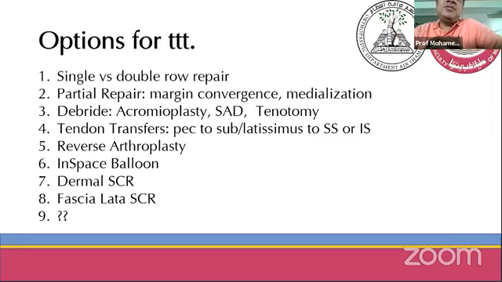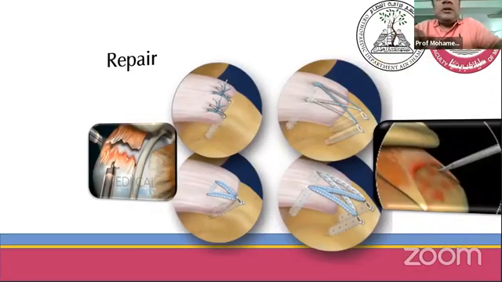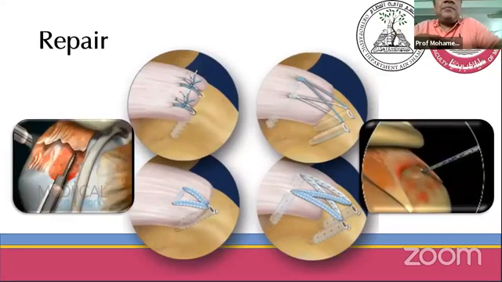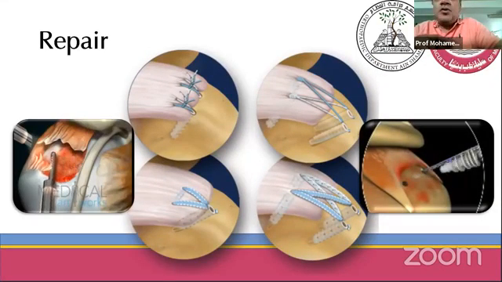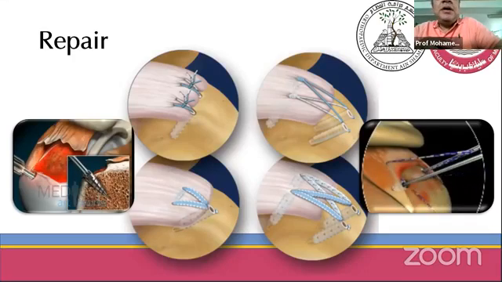And finally, if the patient has the upward migration and the destruction of the shoulder, the reverse shoulder arthroplasty, the in-space balloon, dermal or fascia lata superior capsular reconstruction, SCR. But actually, the biceps hoodie is a solution. It was invented many years ago with our mentor, Dr. Izzat Kamil. May his soul rest in peace now.